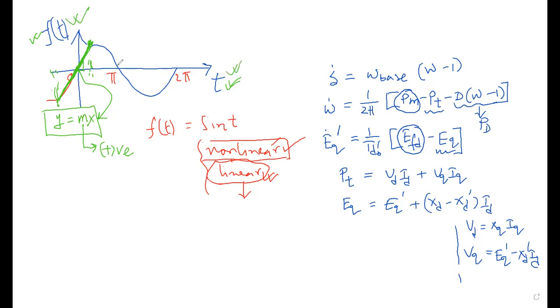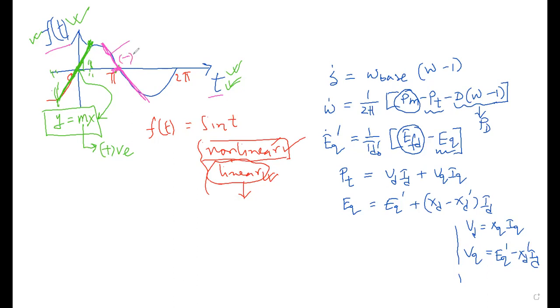However, if I choose pi as my equilibrium point, I might end up with another linear portion, more or less like this. Around this equilibrium point pi, I might be able to find another straight line relationship between f of t and t, however with a different slope. What would be the slope here? Negative slope. It's a negative slope.